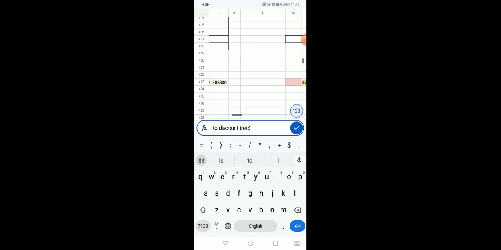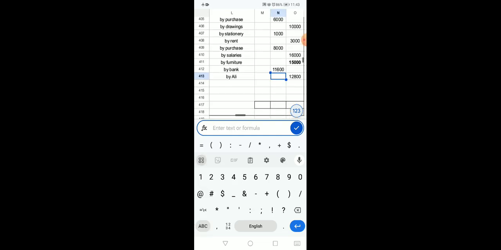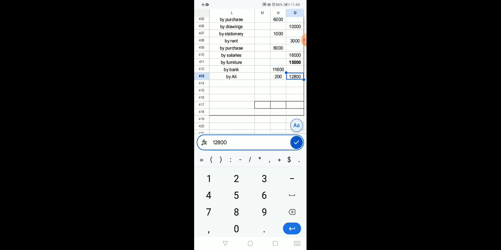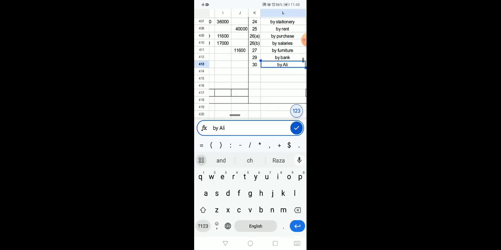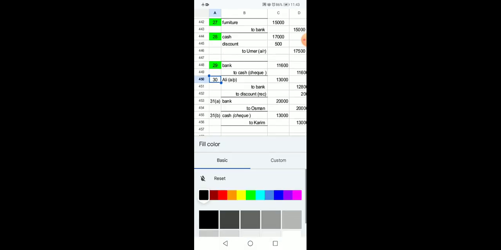So you will write 200 in the same line as I have mentioned. The reference of 200 and 12,800 is the same, which is Ali. The date is the same, which is 30. So you will write in the same line. In 30, bank and discount both have been posted, which means 30 is completed. Mark it as done.